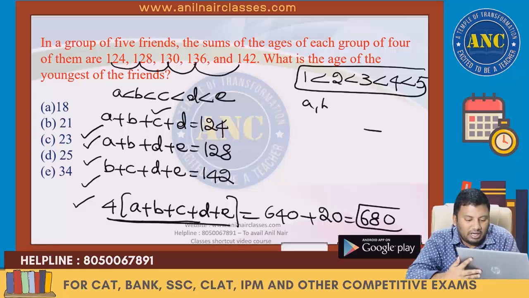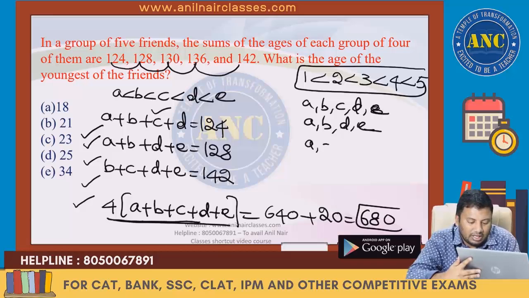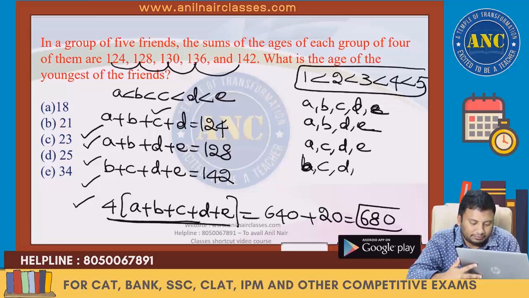They are the combination of 4 out of 5. A, B, C, D, E is one combination. A, B, D, E is another combination. A, C, D, E is another combination. B, C, D, E is another combination.